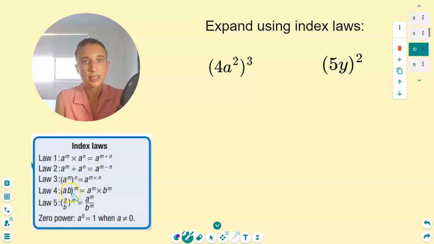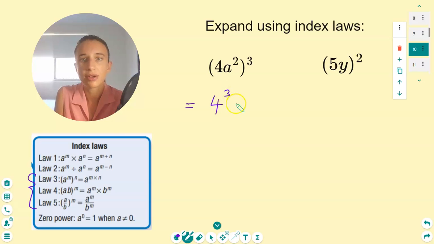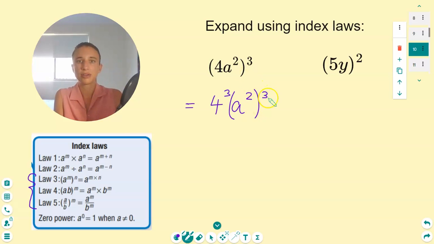So looking here, what laws might apply? I know that there's brackets, so it's got to be laws 3, 4, or 5. And it looks like laws 3 and 4. The number in the brackets has to be raised to the power. Let's just do it. So 4 to the power of 3, a squared, and we're just going to keep that in brackets, to the power of 3 too. It will make more sense as we go on.